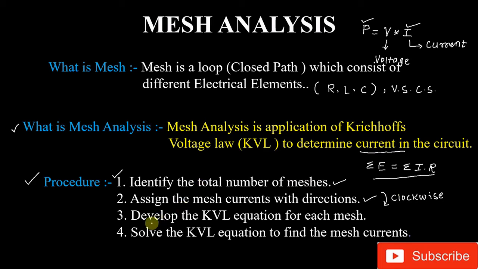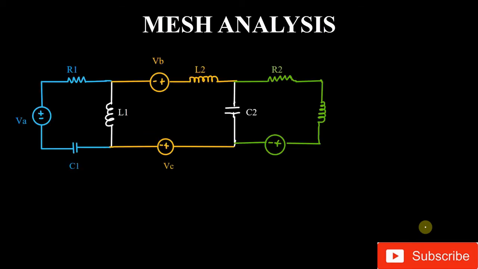analysis. Now the third step is that we have to develop the KVL equation for each mesh or loop. So if we have three meshes, we will write three mesh equations, and in the last step we will solve all these KVL equations so that we get the mesh currents. So this is our aim in understanding mesh analysis, so that we can easily find the unknown current in an electric circuit. Now we will consider one example here.